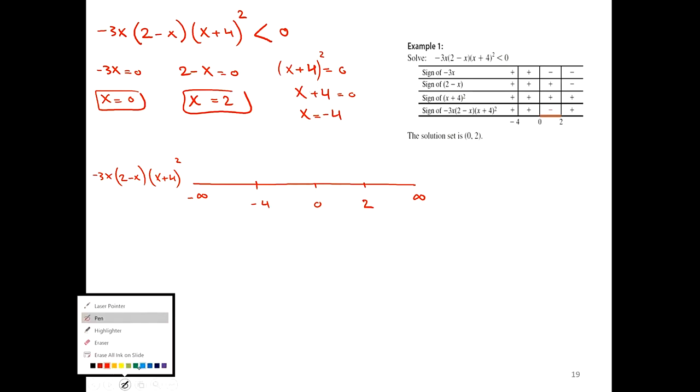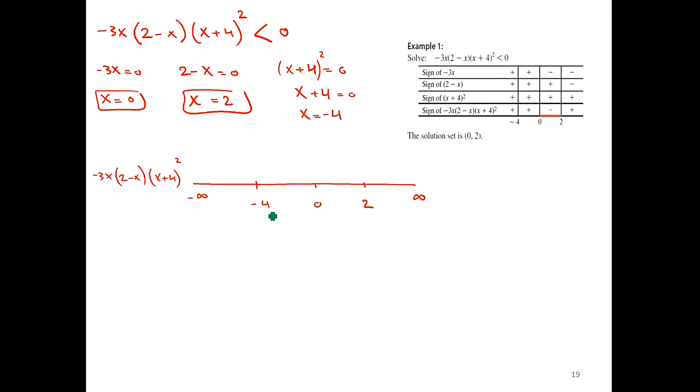Now, you can choose any value in each region. From negative infinity to negative 4, we can choose, for example, negative 5. From negative 4 to 0, we can choose negative 1. From 0 to 2, for example 1. From 2 to infinity, for example 3. Now, after substituting x equal negative 5, what is the value of minus 3x, 2 minus x, and x plus 4 squared?